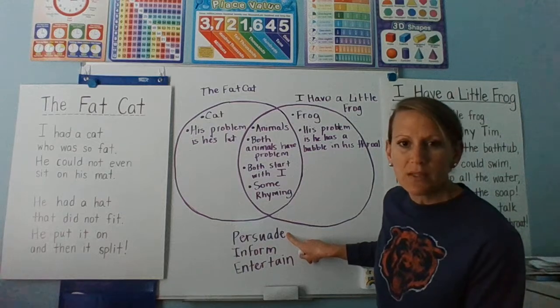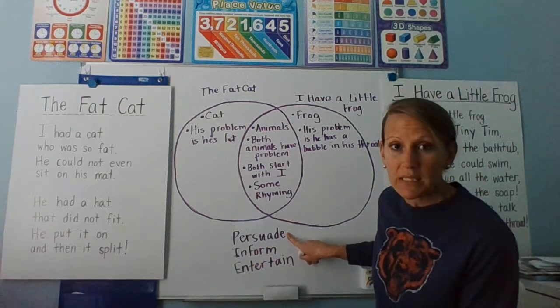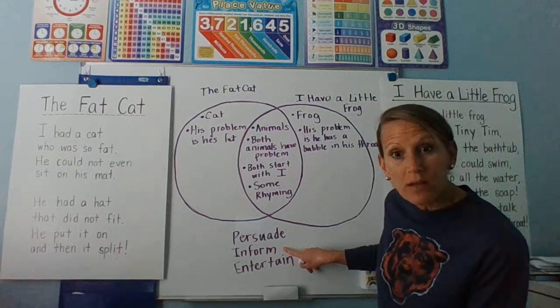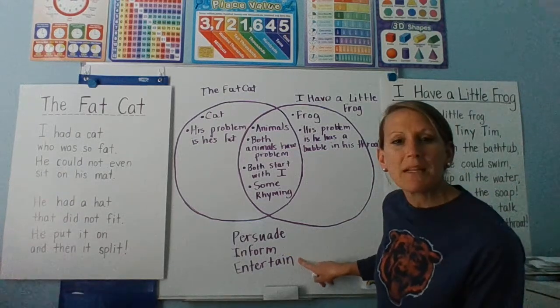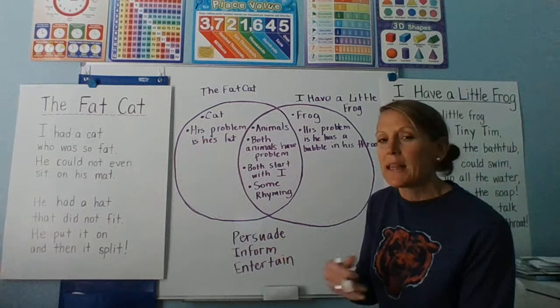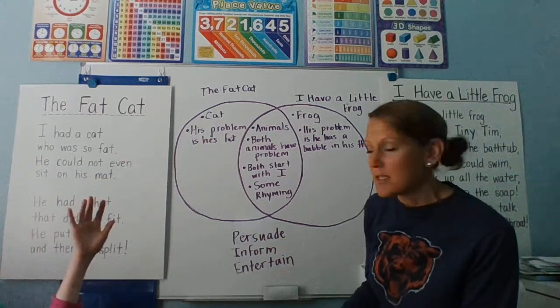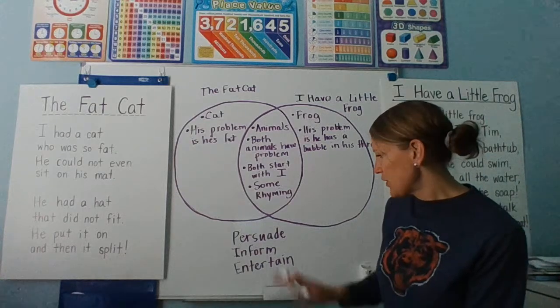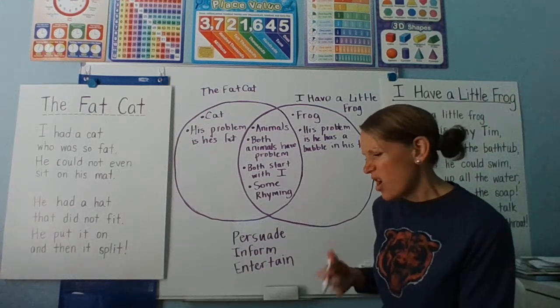Persuade means to try and convince us or talk us into something. Inform means they're giving us information. Entertain means they're just trying to allow us to enjoy something. So what do you think, Reese? I think they're trying... Wait, what's persuade? Persuade means they're trying to convince us or talk us into something.